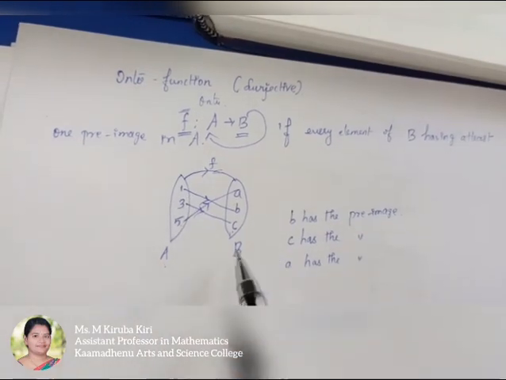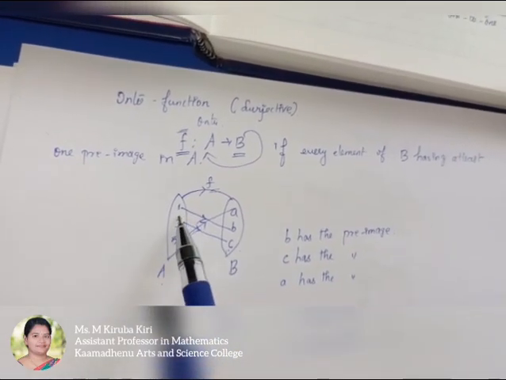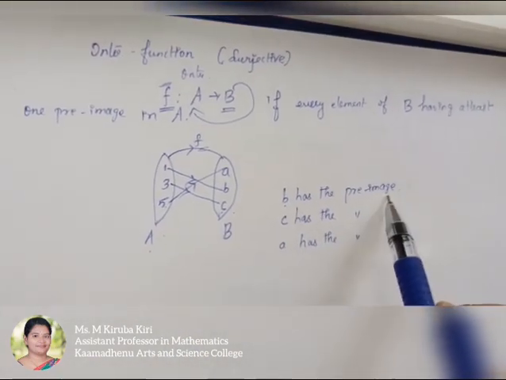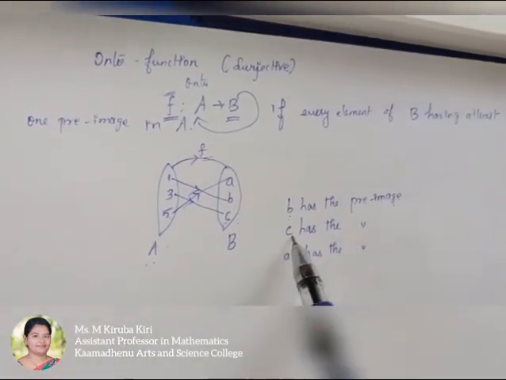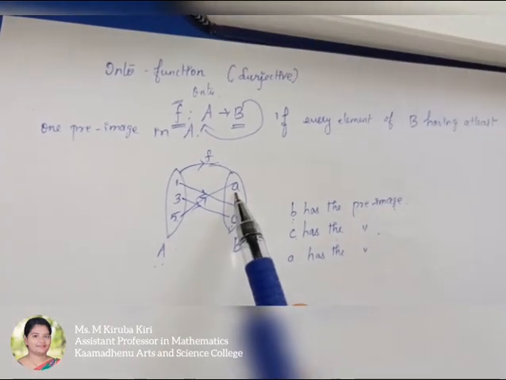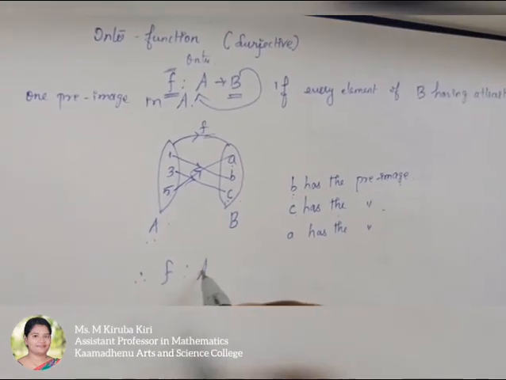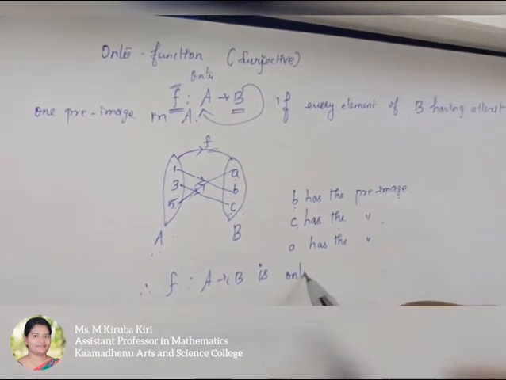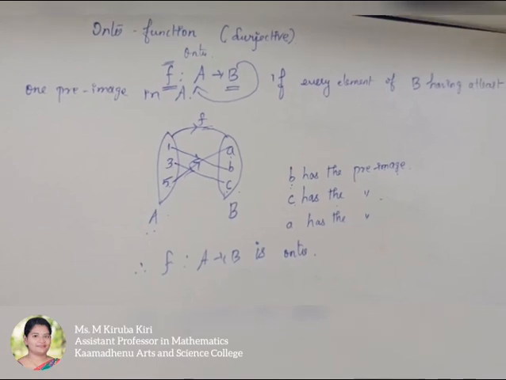We can see here that every element of B has at least one preimage in A, isn't it? B has the preimage in set A. C also has the preimage in set A, and A also has the preimage in set A. Therefore, this F from A to B is an onto function.